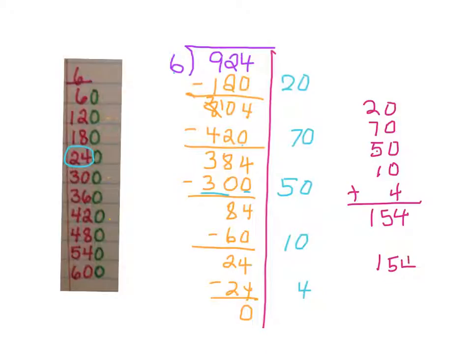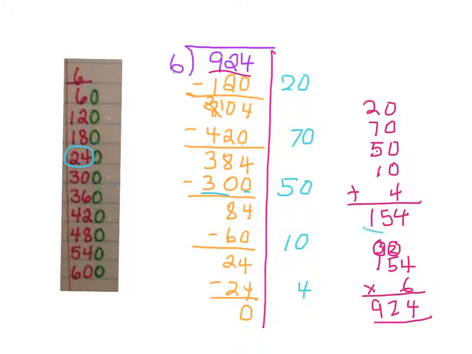154 times 6. 6 times 4 is 24. 2 goes up, 4 goes down. 6 times 5 is 30. Plus 2 is 32. 3 goes up, 2 goes down. 6 times 1 is 6, plus 3 is 9. 924. 924. I must be correct.